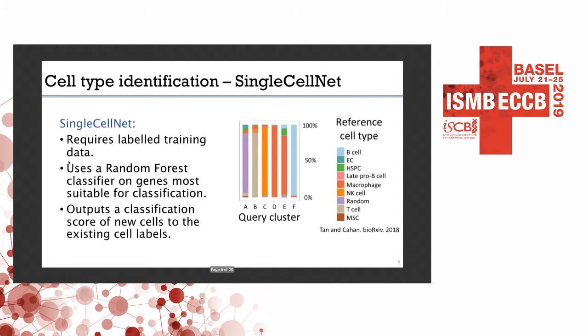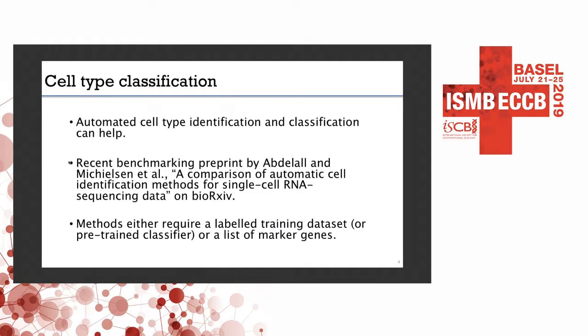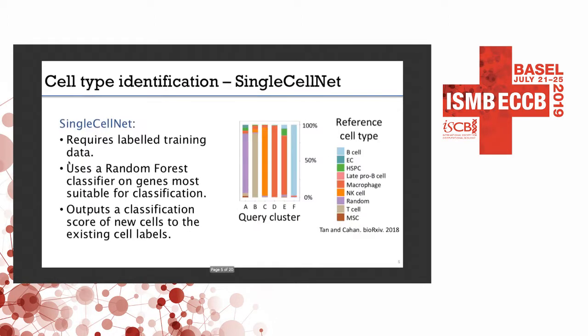I'm not going to go over all the methods, but this one, SingleCellNet. They're all using some type of learning or decision trees. But the reason I didn't go over all of them is this paper says that they all perform pretty similarly. SingleCellNet requires labeled training data, and it uses a random forest classifier on genes that they determine to be the most suitable for classification. So it determines genes that they think are going to be the most useful in classifying.